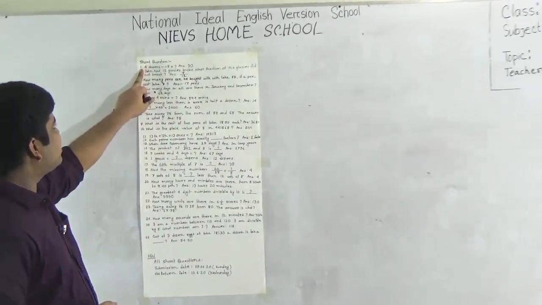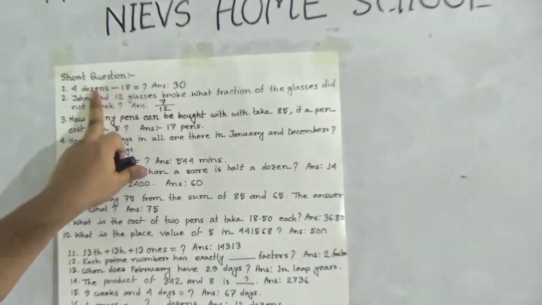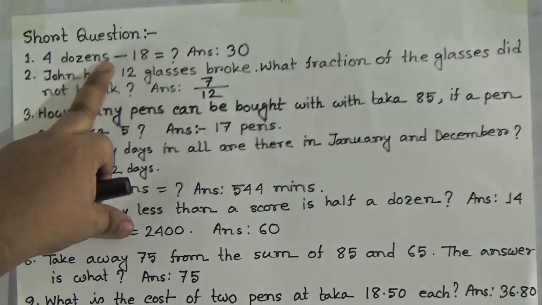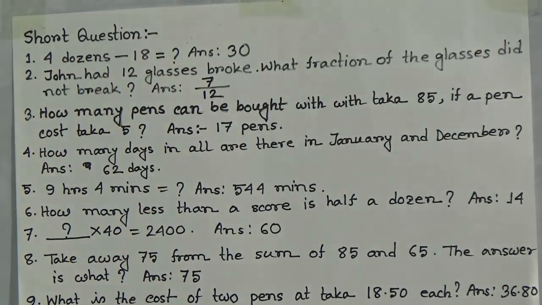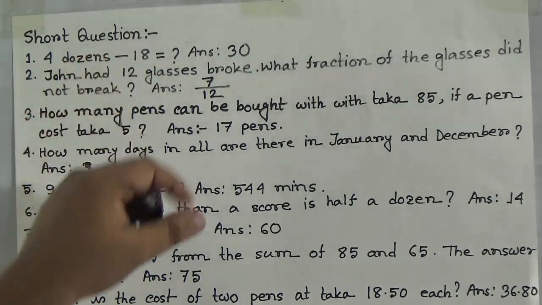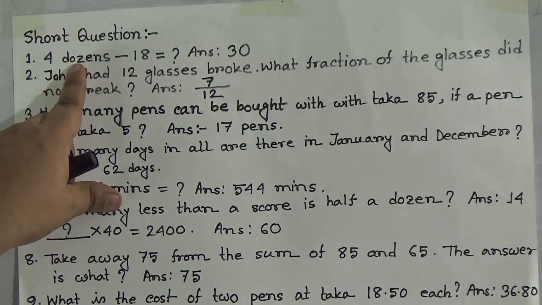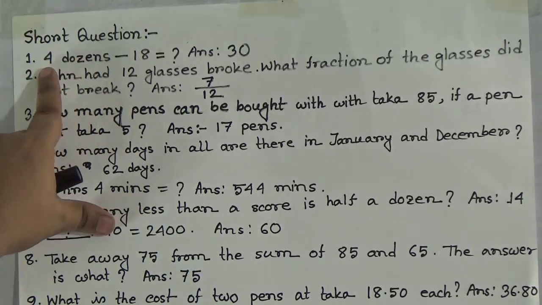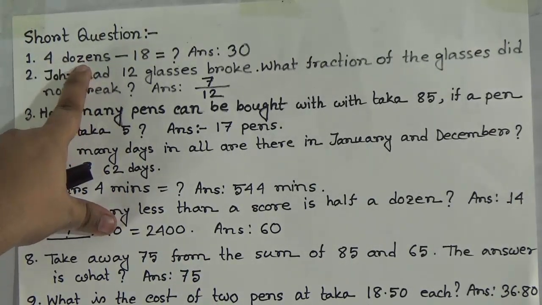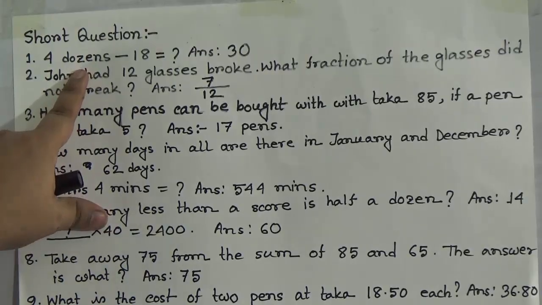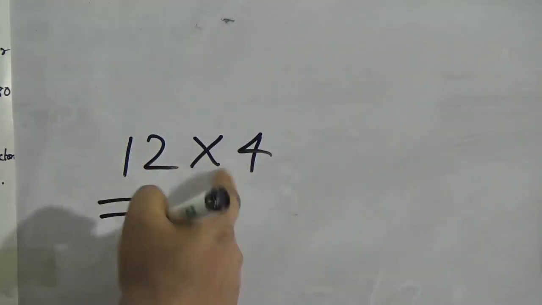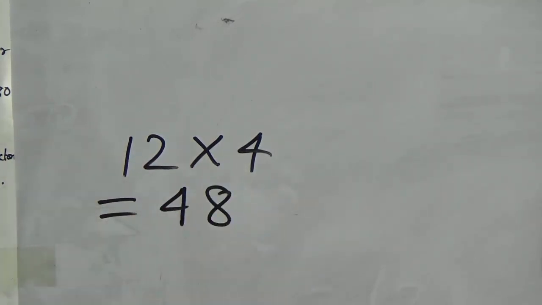Our first question is 4 dozen minus 18 equals what? At first you want to know 1 dozen equals how many things? We know that 1 dozen equals 12 things. This 12 is multiplied with this 4, then we find out 4 dozens equals how many things. That means 12 multiplied by 4. If we multiply 12 by 4, then we get 48.